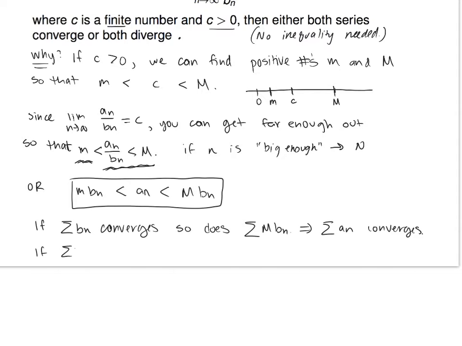So if the b sub n diverges, so does, in both of them really, but the important thing is little m times b sub n, right? So we have that this little guy is diverging, right? Which means everything else is diverging too, but most importantly, it means that a sub n is diverging.